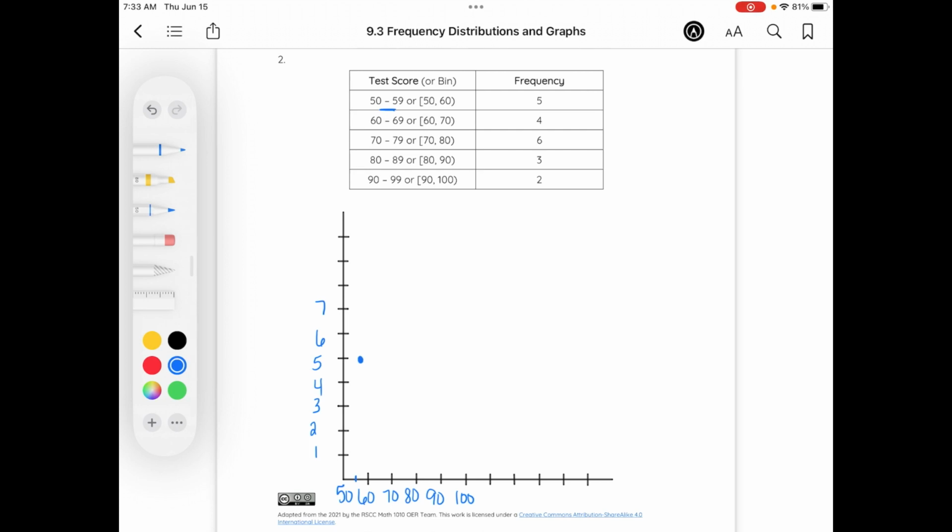Between 60 and 69, we had 4. So again, going in the middle. Between 70 and 79, we had 6. 80 and 89, we had 3. And 90 and 100, we had 2. And then, of course, drawing the nice straight lines connecting dot to dot, or point to point.